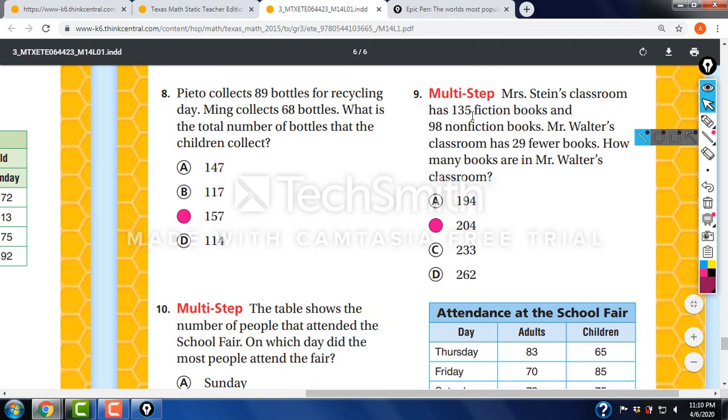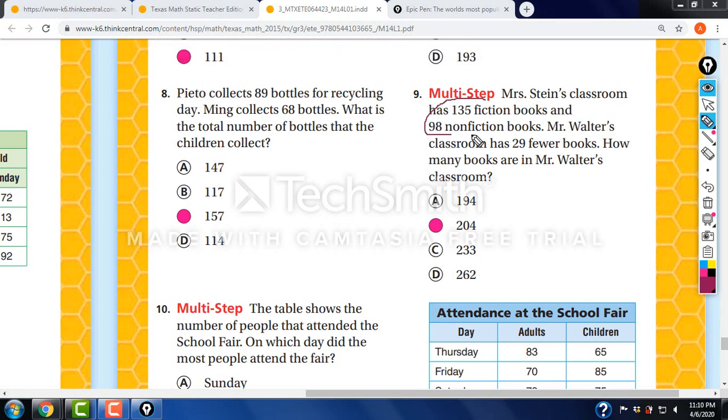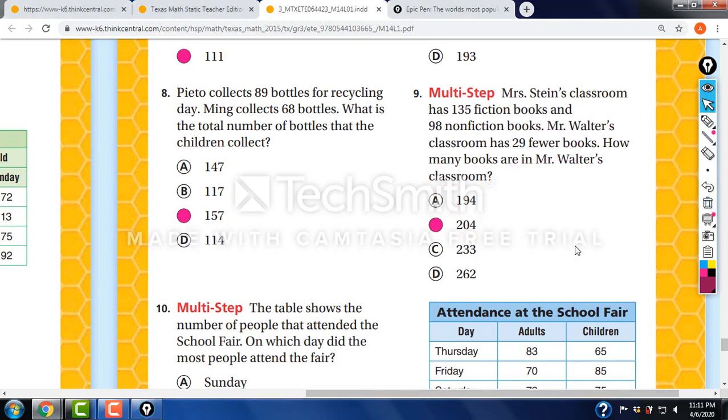Mr. Stein's classroom has 135 fiction books and 98 non-fiction books. Mr. Walter's classroom has 29 fewer. So you get the sum of these and then subtract this one, because that's what they're asking you. How many does Mr. Walters have? It's 204. You get the sum here, and then you subtract 29 because he has 29 fewer than Mr. Stein's class. Again, analyzing the question.